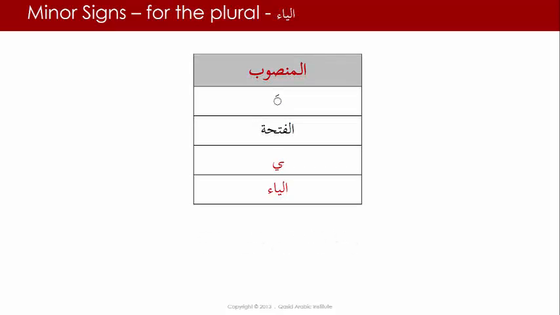The ya is also a sign for the sound masculine plural in the mansub case. رأيت المهندسين في مقهى الجامعة. I saw the engineers in the university cafe, or at the university cafe. Here, al-muhandisina is the object of رأيت. Its sign, because it is sound masculine plural, is the ya. Notice the fatha on the end of al-muhandisina. That fatha is not a fatha of mansub. Rather, the ya is the sign for this word.